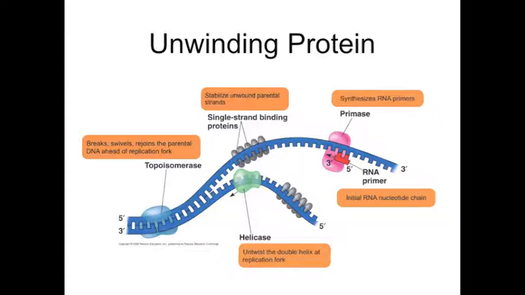This untwisting of the double helix causes tighter twisting on the region ahead of the replication fork. Therefore, topoisomerase helps relieve this strain by breaking, swiveling, and rejoining the parental DNA. Once the strands are unwound, the parental strands are available to be used as template strands to synthesize new strands.